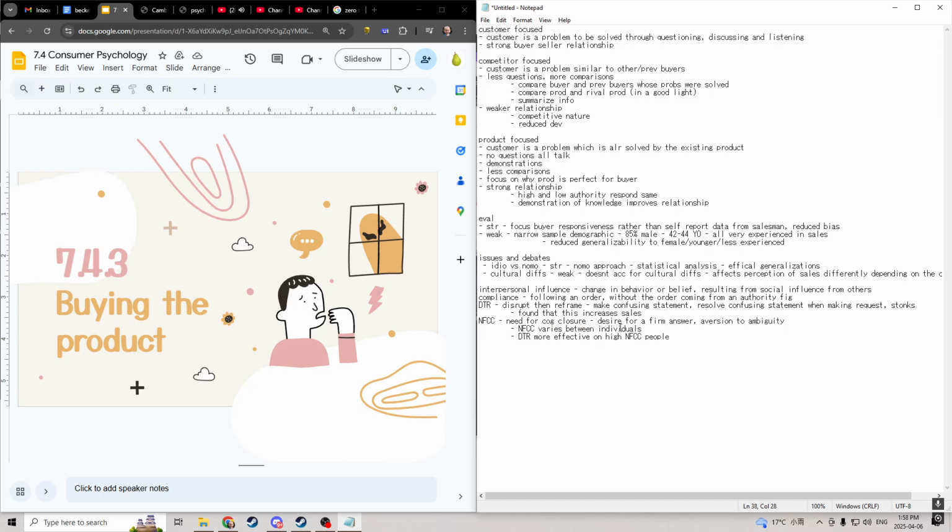The need for cognitive closure is like the human's natural desire for a firm answer and aversion to ambiguity or ambiguous situations. And of course, NFCC varies between individuals, and DTR is found to be more effective on people with a high NFCC.